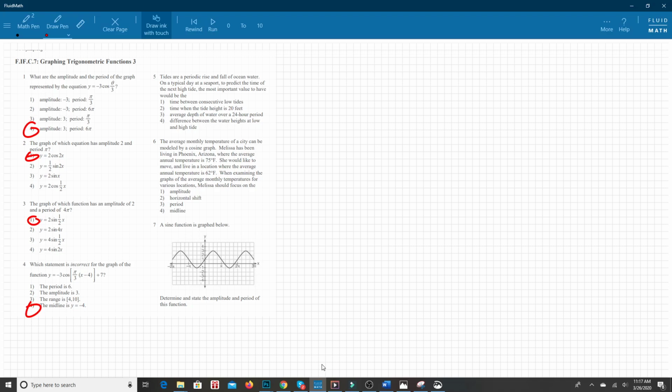Tides are a periodic rise and fall of ocean water, right? So let's try to visualize a tide. A typical day at a seaport. To predict the time of the next high tide, the most important value to have would be the what? The time between consecutive low tides. So they want to know the period.